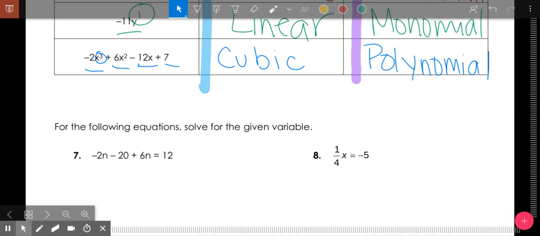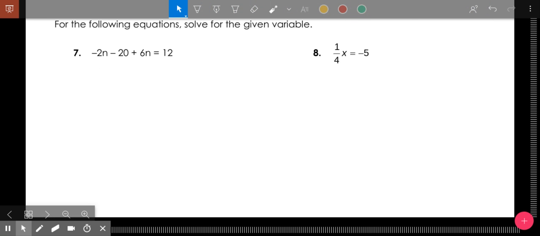Okay, moving on to the next, where we solve our equation. So you guys seem to be doing a lot better on this. On our first one, our first step is to combine our like terms since there's no distributive property. Negative 2n and a positive 6n.